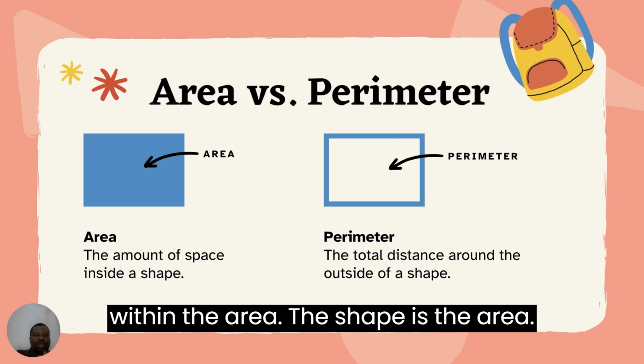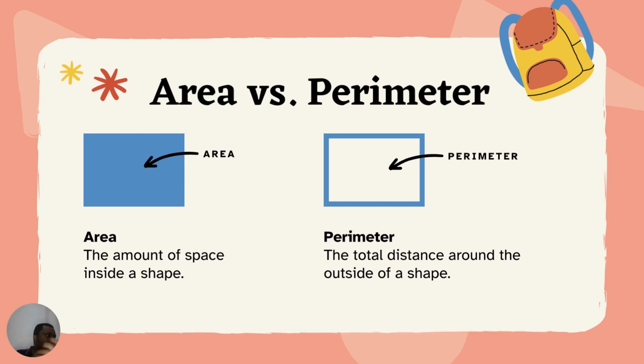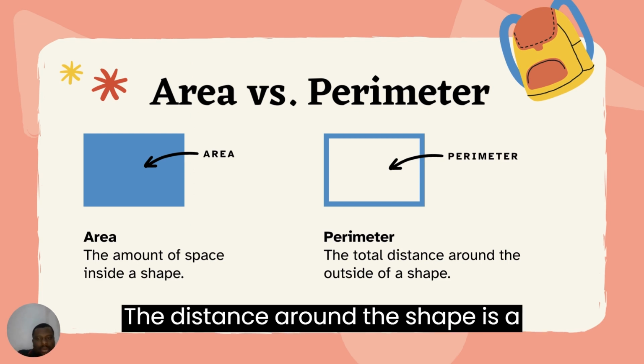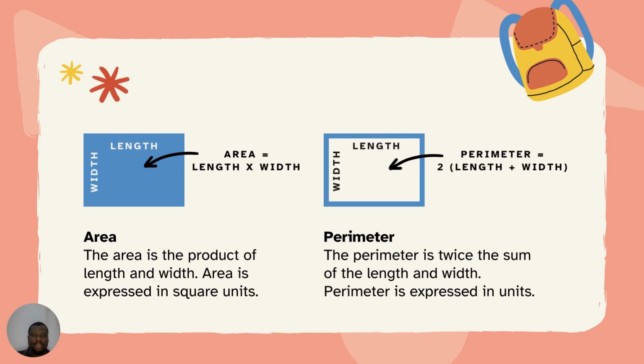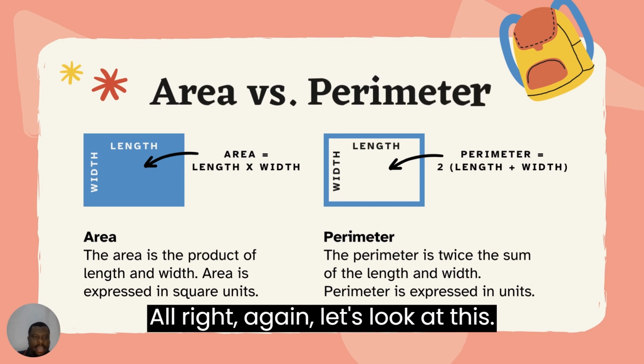So the space within the shape is the area. The distance around the shape is the perimeter. So this is very vital. All right. Again, let's look at this.